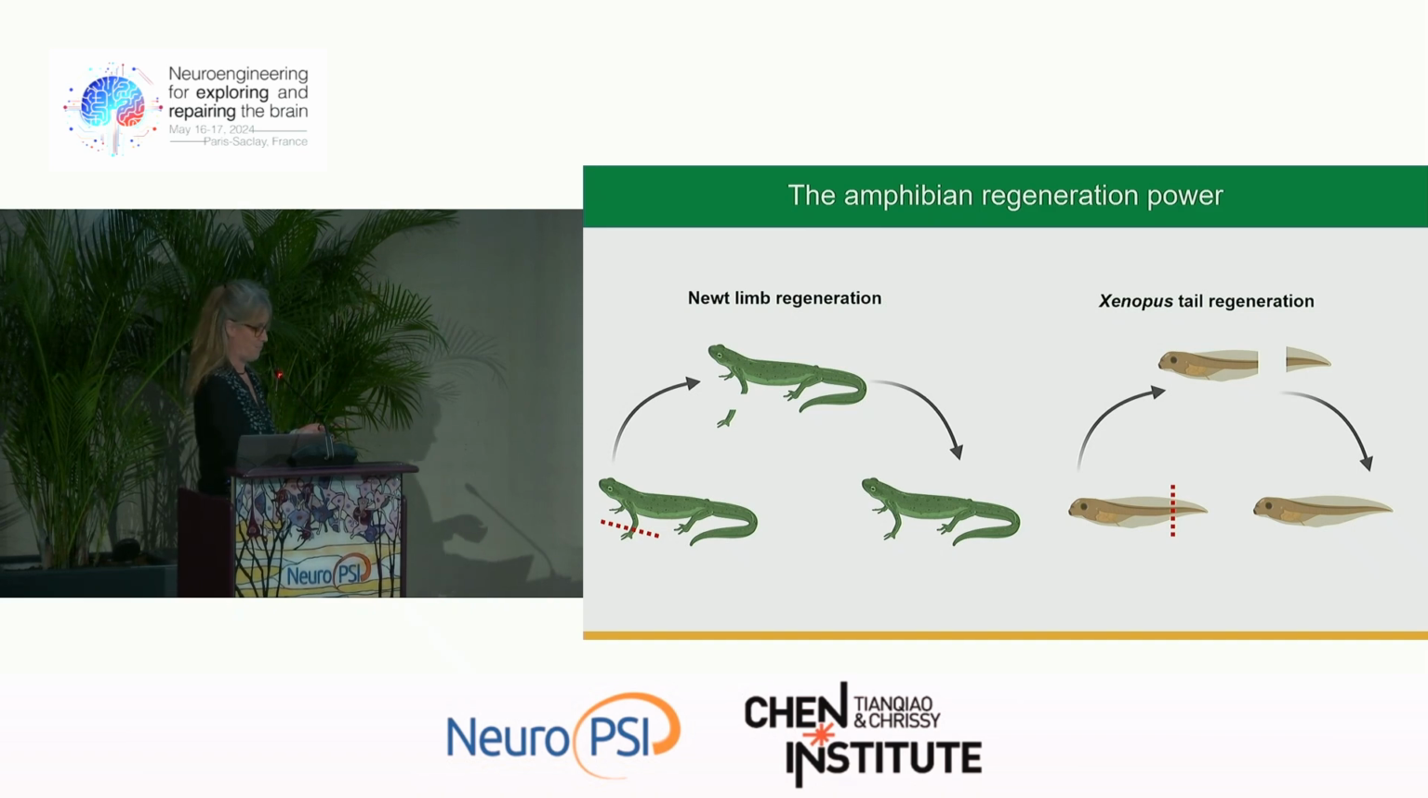And in this field, you know that amphibians are like the king. So in the newt, for instance, you can section the limb and it regenerates. In xenopus frog, you can section the tail and it regenerates. So they have this wonderful power of regeneration.